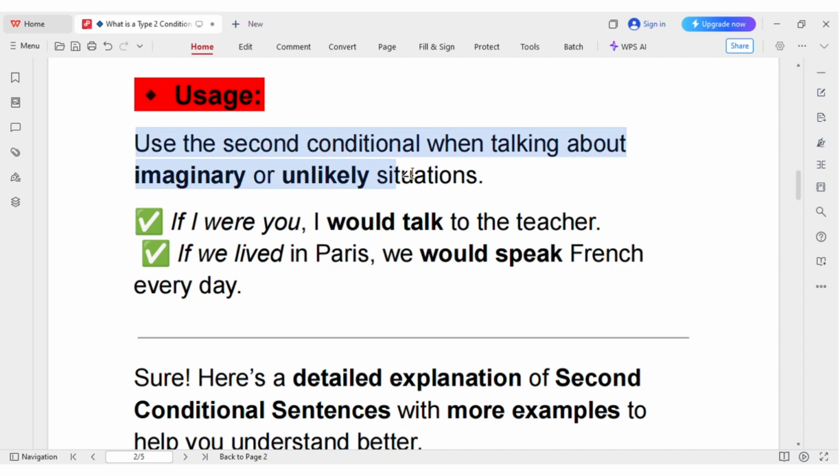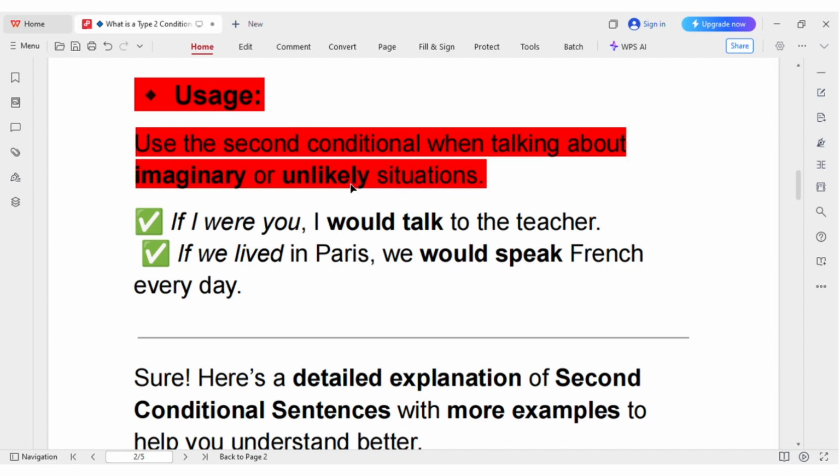Use the second conditional when talking about imaginary or unlikely situations. Unlikely means not real, and imaginary means from imagination.